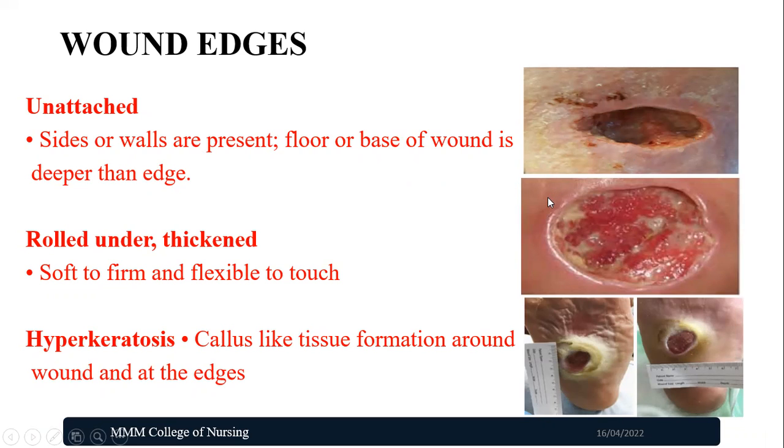The fourth type of wound border is the rolled under or thickened border. Here you can see how the wound borders are very thick, soft or firm, and may be flexible to touch. The next type of wound edge is hyperkeratosis, where the wound border forms callus-like tissue around the edge of the wound, and these callus-like borders will affect the wound healing process.